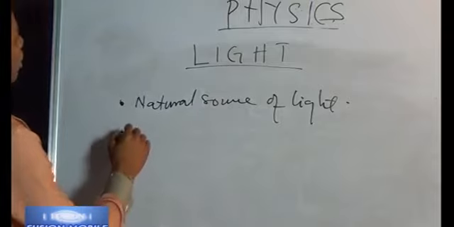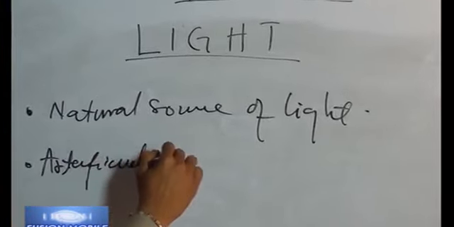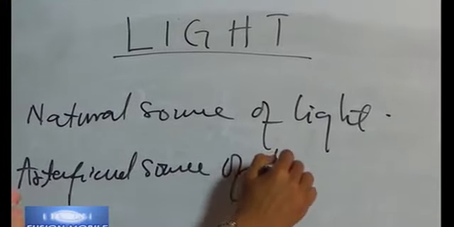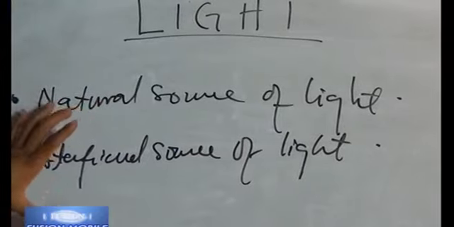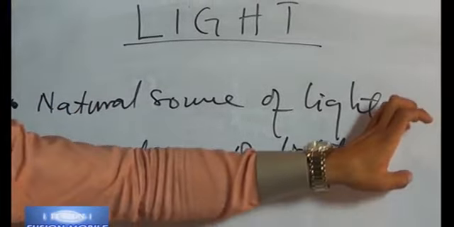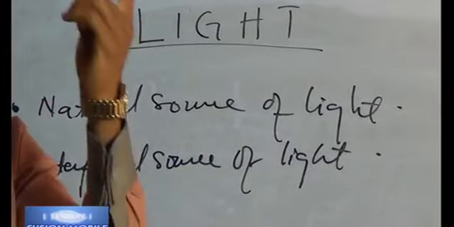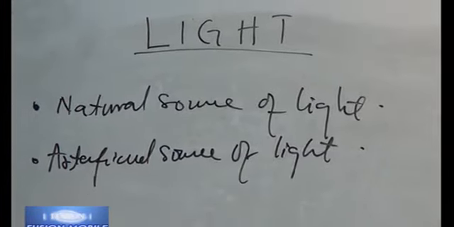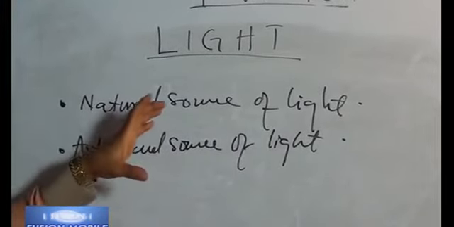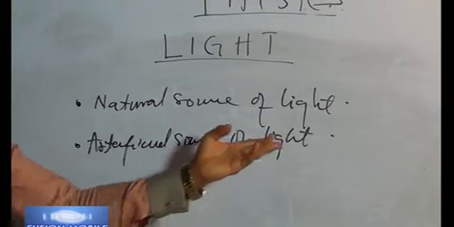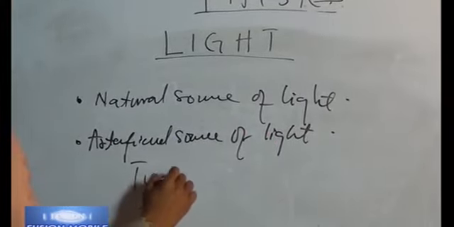Now, the second one is artificial source of light. These are man-made sources of light. For example, the ambient lights, the bulb, your torchlight, the road sign, they are man-made and they are artificial sources of light. From there we'll come down to types of light.